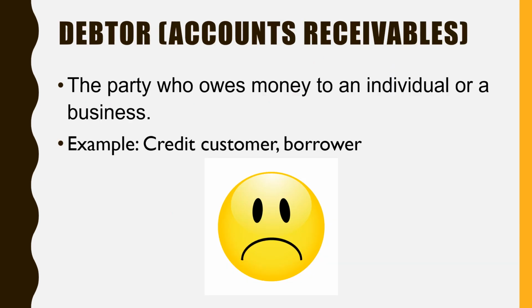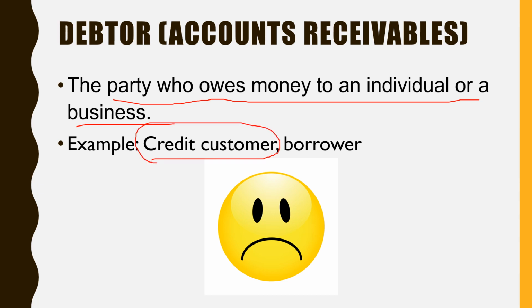Now students, next I need to discuss with you about debtor and creditor. Who is the person known as a debtor? A debtor means the party who owes money to an individual or a business. For example, one of the customers collected some goods from your shop and is not giving the cash to you. They are known as credit customers or debtors. Or if you are taking a loan from a bank, then from the point of view of the bank, the borrowers are its debtors. So debtors means the party who owes money to an individual or a business.